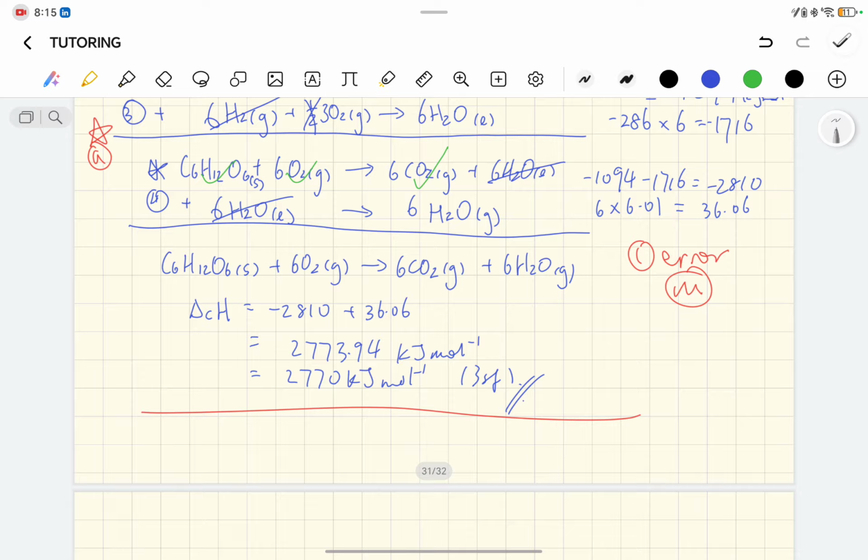Right. Embarrassingly, this is a negative. But yeah, we'll ignore that. And so we got the sign, we got the numerical value, we got the units, and we got the significant figures. This will give you an E.